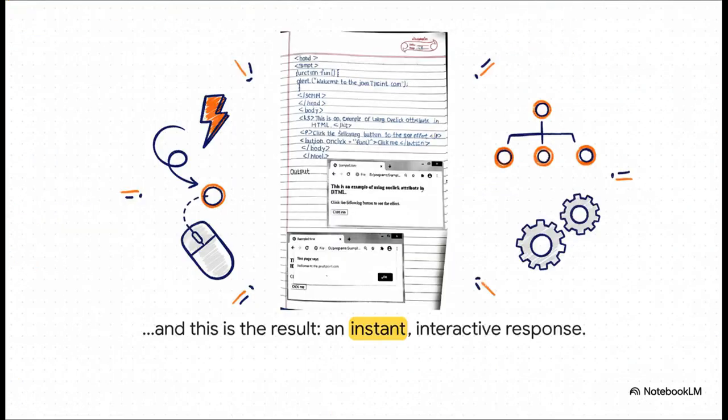And here it is. This is the payoff. When the button gets clicked, that onclick listener fires, the function runs, and boom, we get an instant result right on the screen. In this case, it's a simple pop-up box. This is the fundamental loop of all web interactivity. An event happens, a listener catches it, and a function provides the response.